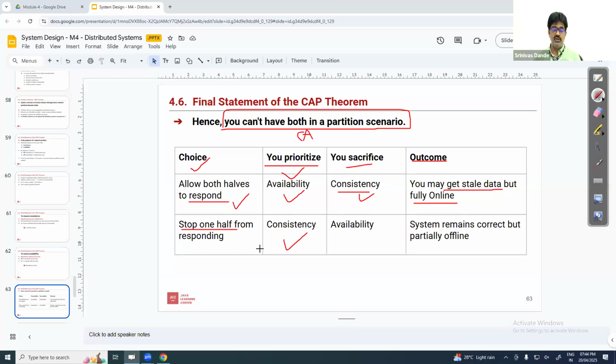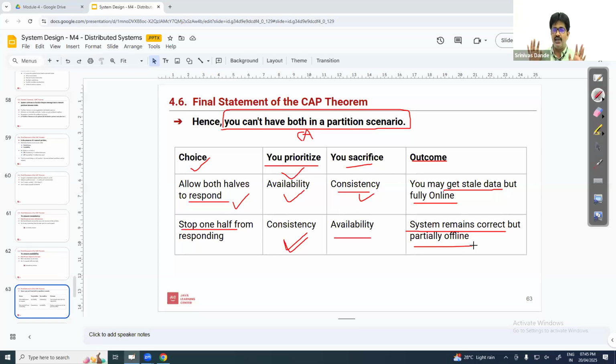I want consistency. Then don't tell others to respond for this read operation. Because I want consistency, you have to sacrifice availability. What happens? Outcome: the system remains correct. System remains correct means consistent. You're always giving the right data, no stale data, no old data, no wrong data. But partially offline means it is not fully available.